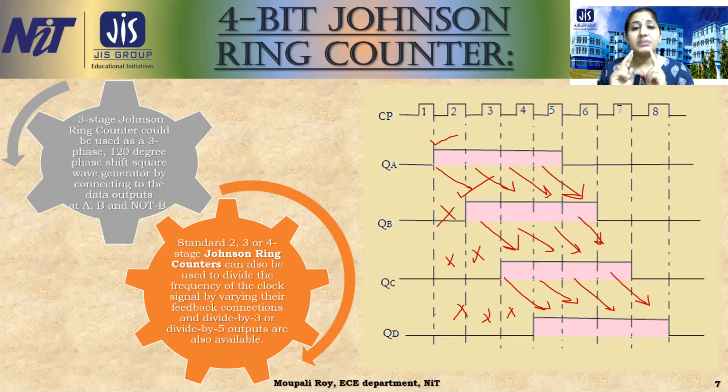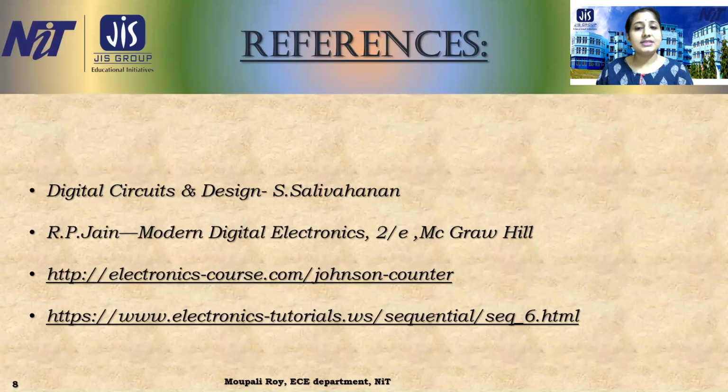So the basic difference between the ring counter and the Johnson ring counter is this. Because of this simple change, the advantage we get is 2n outputs. In case of the ring counter we get n outputs, while in case of the Johnson counter we get 2n number of outputs. Okay, so that is the basic advantage of the Johnson counter over the ring counter. So up to this is the lecture.